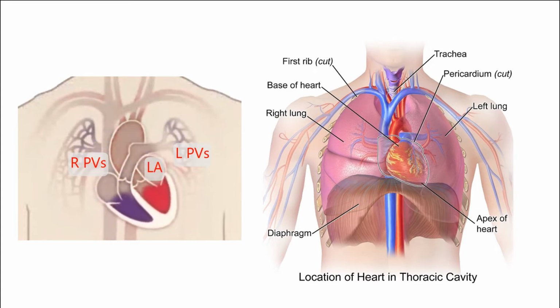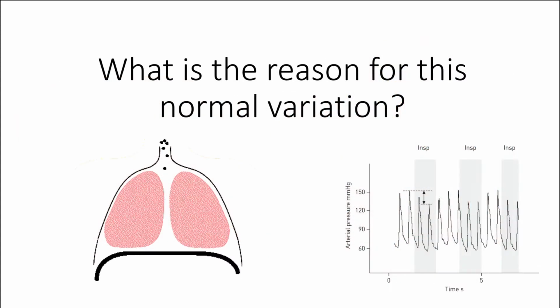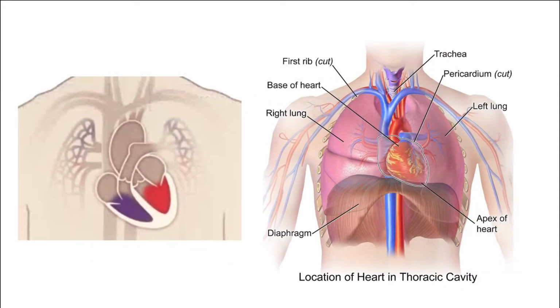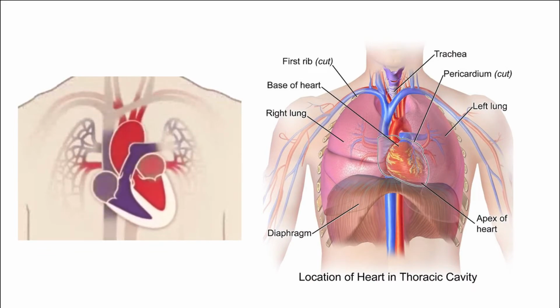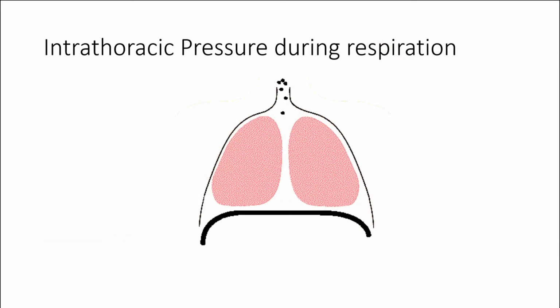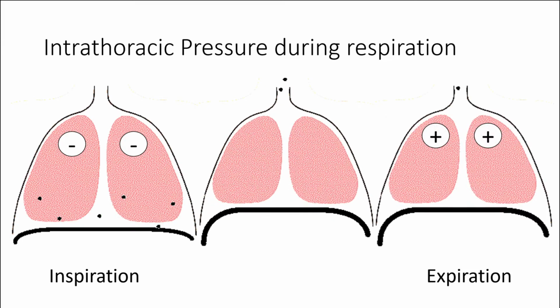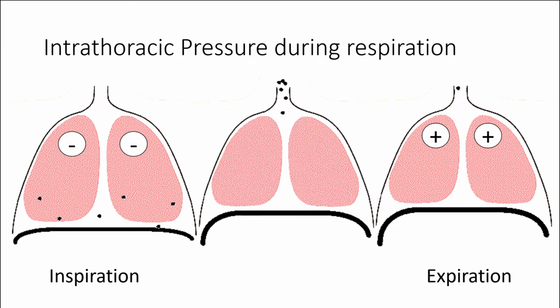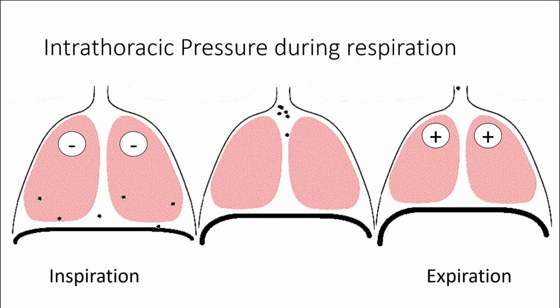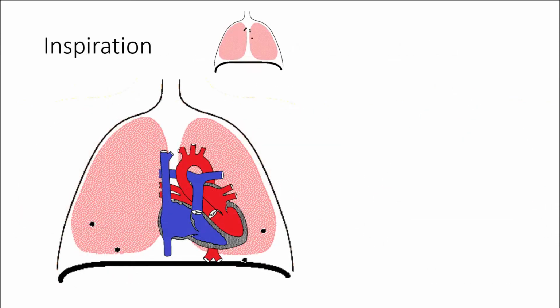Heart is located inside the thoracic cavity. So whatever pressures generated inside the thoracic cavity, it may be positive or negative, directly affects filling of the heart. During inspiration, diaphragm moves down and thoracic cage moves out. That creates or generates negative pressure within the thoracic cavity. The opposite happens during expiration. Diaphragm moves in or up and thoracic cage moves inward, generating positive pressure within the thoracic cavity. Now we will see how this negative and positive pressure is going to affect filling of the heart.